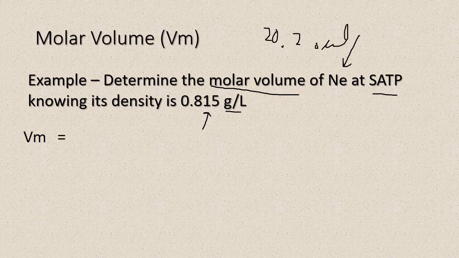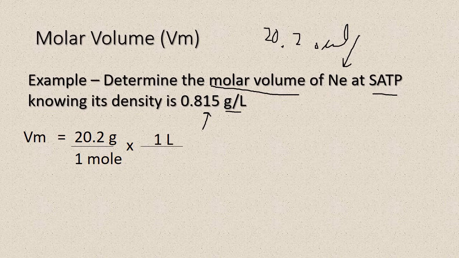What we're going to do is take a couple of numbers and rearrange them so that we can get the correct units. Let's take this 20.2 grams and put that over 1 mole. Then we're going to take that density term and flip it over like this. Why are we doing this? So we can cancel out our grams, because if you look, we'll be left with the units of liters per mole, which is the units of molar volume.